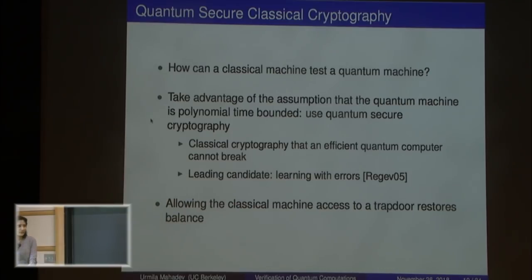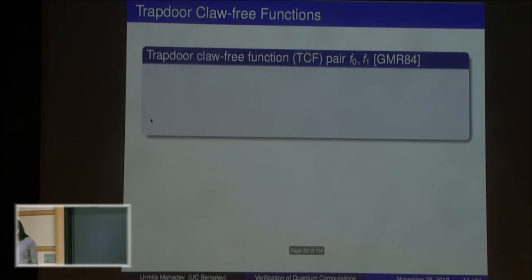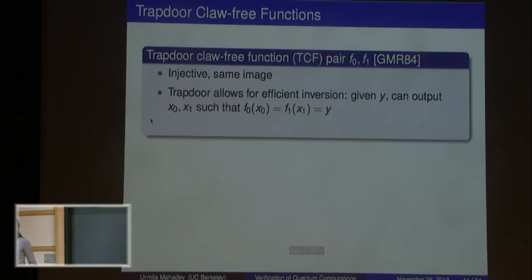Okay, so now I can tell you about the cryptography that I'm going to use. These are called trapdoor claw-free functions. They were introduced by Goldwasser, Micali, and Rivest in 1984. A trapdoor claw-free function pair is a pair of functions which are injective and they have the same image. And there's a trapdoor which allows for efficient inversion. So given y, the trapdoor can be used to output the two pre-images of y.